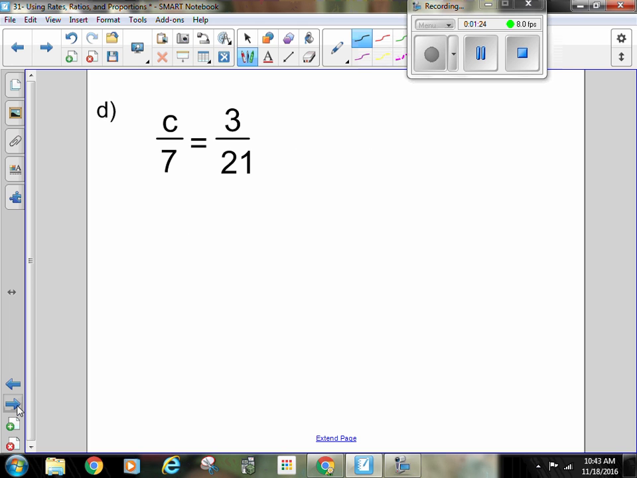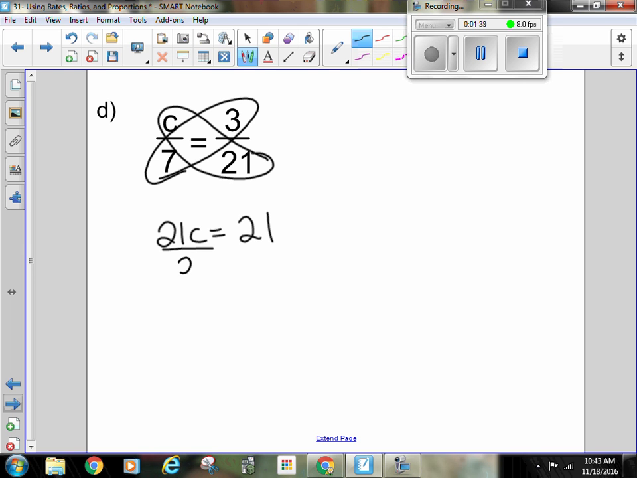All right, we're going to solve this one. This one is a proportion, so we're just going to cross multiply. We get 21 times C and 7 times 3, which gives us 21 also. So divide by 21 on both sides, and C equals 1.